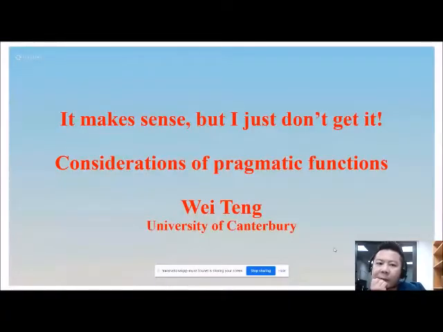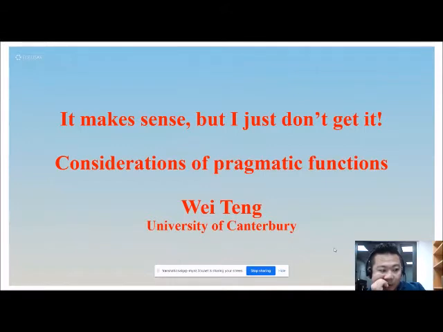So basically, what I want in particular is about pragmatic functions or pragmatic meanings. So here is my slide. Well, that's the topic. It makes sense, but I just don't get it. Well, why did I choose this topic?